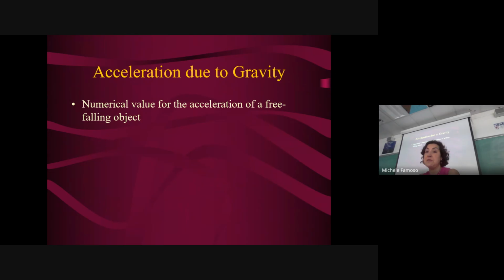All right, so as I mentioned a minute ago, we have a special numerical value for the acceleration of objects in free fall. This is called the acceleration due to gravity. It's the rate at which our velocity will change when we fall. As I mentioned, we have a special symbol to denote this. It is a lowercase g.